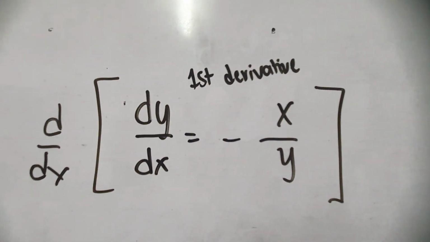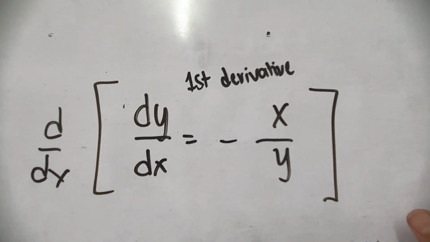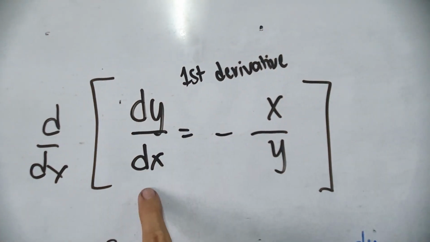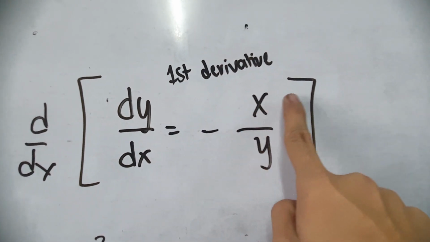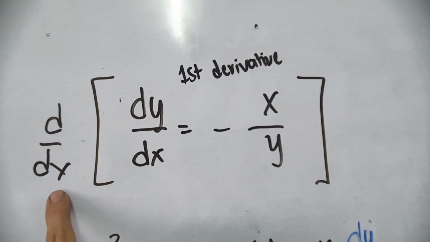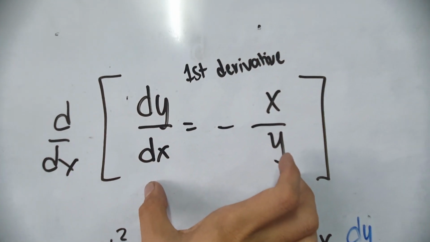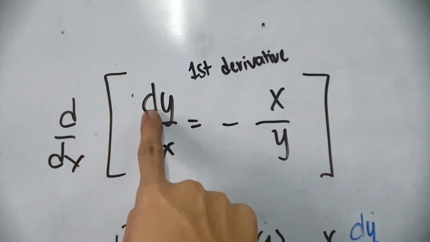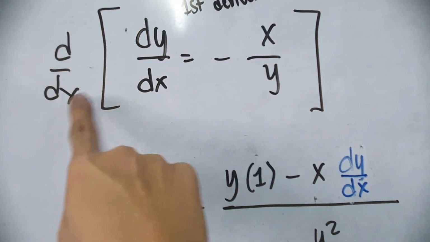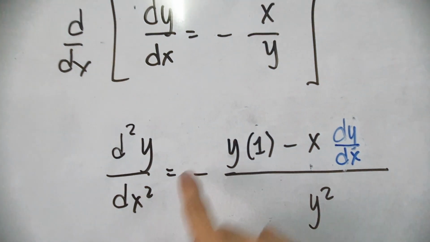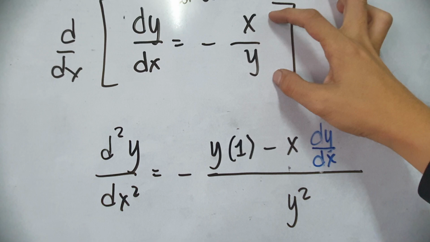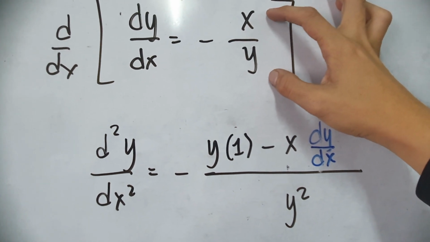Okay? So applying the derivative again to our implicit form, that is dy over dx is equal to negative x over y. Applying another derivative to our first derivative, we will double the d. We now have d squared y, and double the dx, we now have dx squared. So obviously this is the quotient rule. So when we say quotient rule, we're going to apply the quotient rule that we have learned.